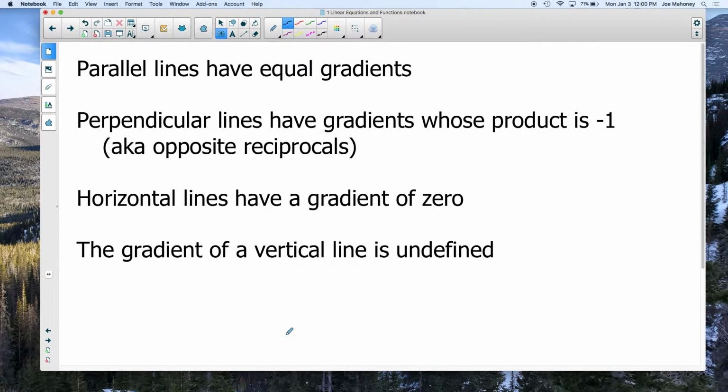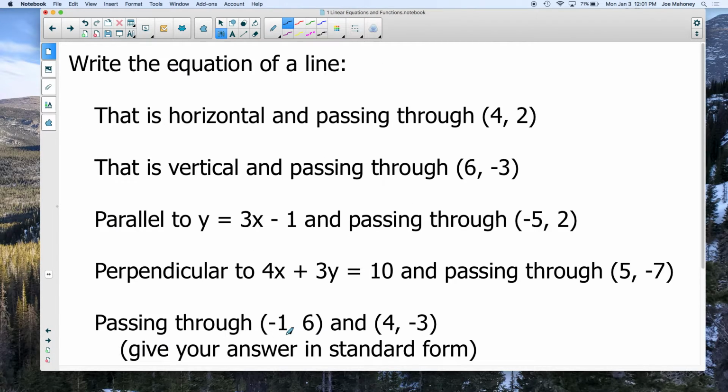Cool. A couple of things about lines that we want to be aware of. If two lines are parallel, their slopes or their gradients are equal. If two lines are perpendicular, their gradients have a product of -1. You might have heard in a geometry class that the slopes were opposite reciprocals or negative reciprocals. A horizontal line has a gradient of 0. The gradient of a vertical line is undefined. So a horizontal line does have a slope. Its slope is 0. It's defined. But a vertical line's slope is undefined. Cool. Just some good things.